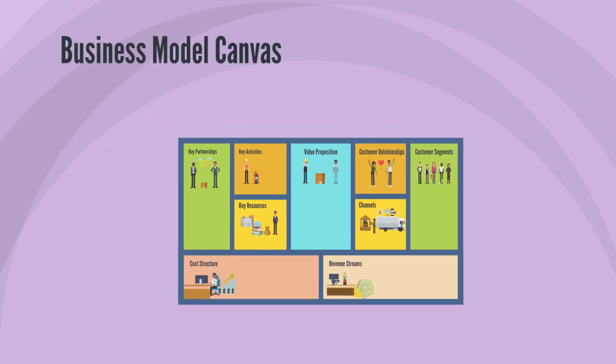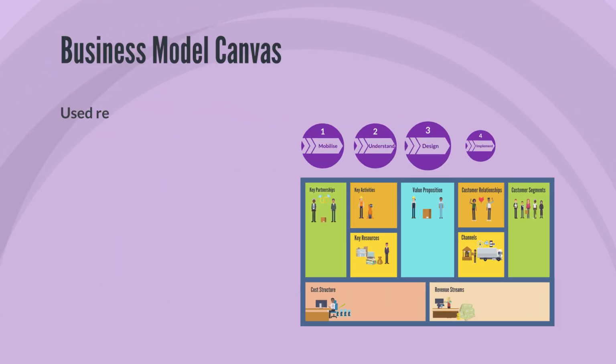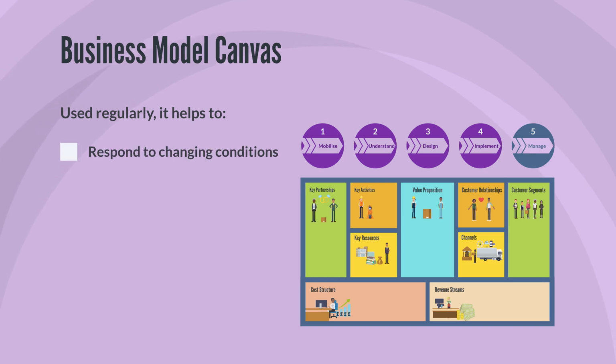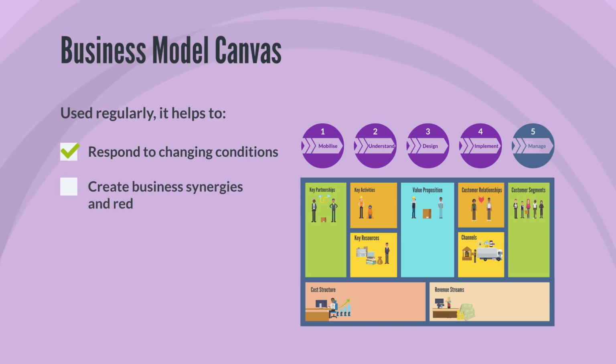Revisiting the business model canvas on a regular basis and asking these questions will help to ensure that the organisation is able to adapt and respond to changing conditions. By sharing the canvas with everyone in the organisation, you help to align the business to create synergies and reduce conflict.